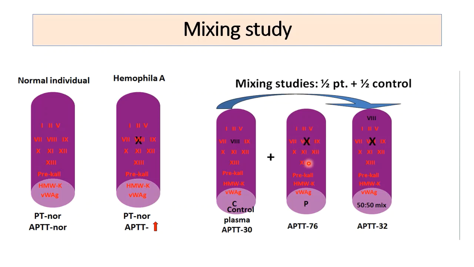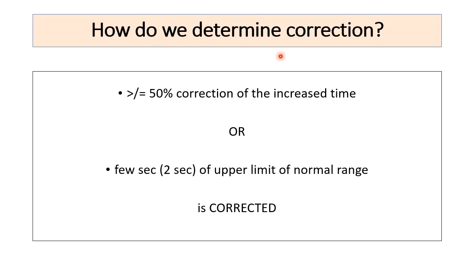So his APTT at that time was 76, but after mixing it with the normal control plasma, the 50-50 mix has brought the APTT now to 32, which is normal, right? So this is corrected because of mixing, which means that it is because of deficiency of a certain factor. In this case we are talking factor 8. So how do we determine that it has corrected? There should be at least more than 50% correction of the increased time, or it should be within 2 seconds of the upper limit of the normal range.